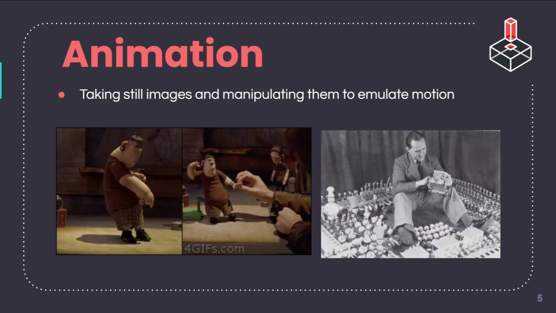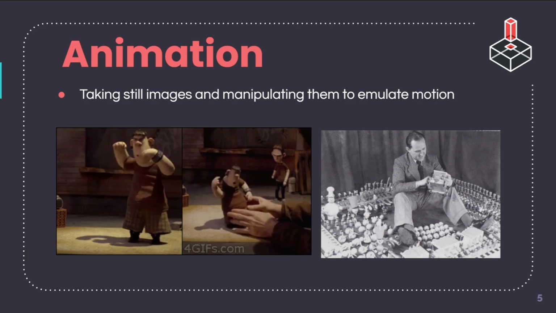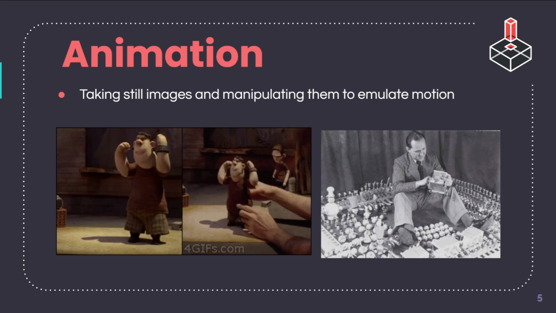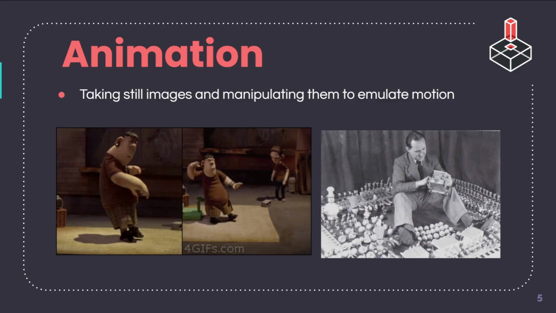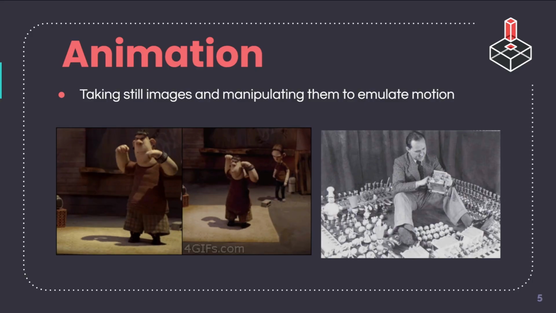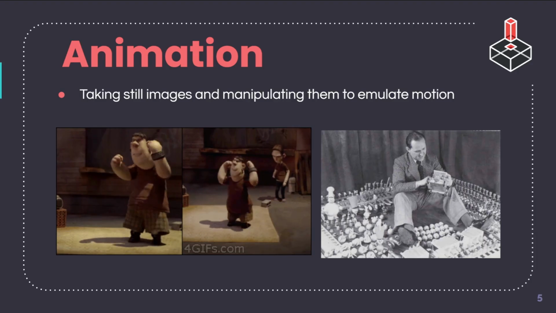So one day, animators had this crazy idea. We take a clay model and take a picture of it, then we slightly move the pose and take another picture of it, then we move it even more slightly and take another picture of it. We keep on doing that and we find ourselves making stop motion animation.